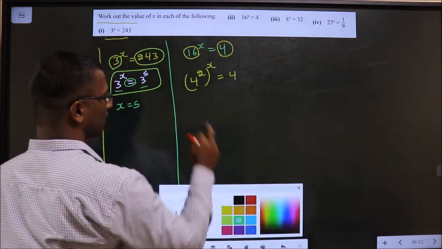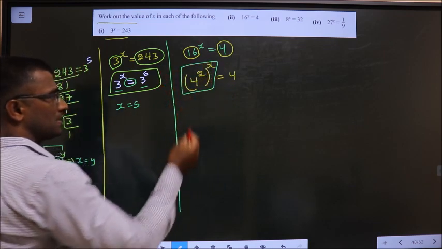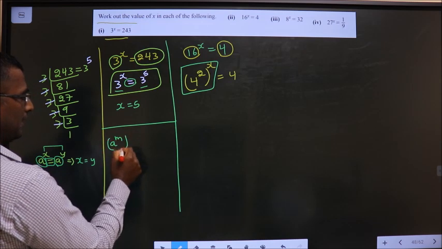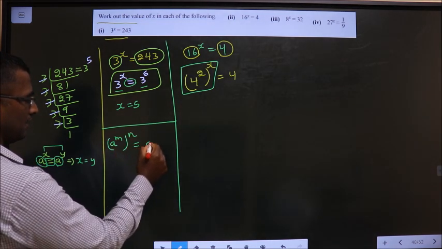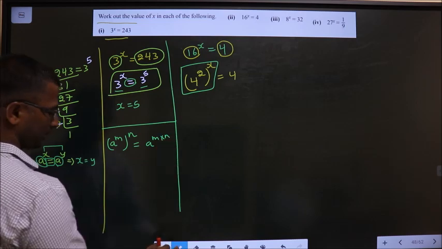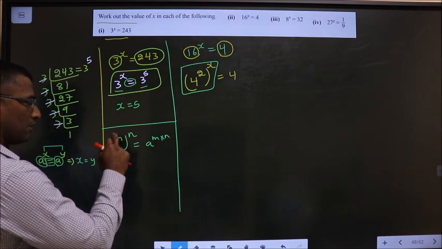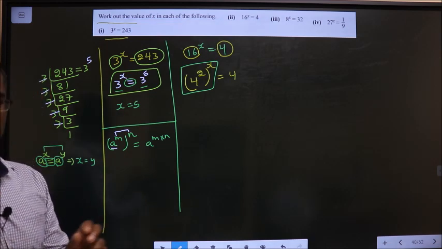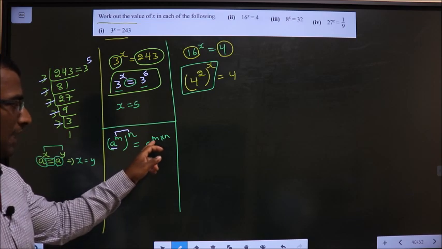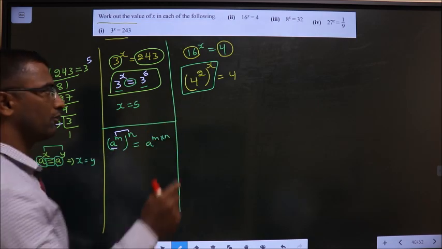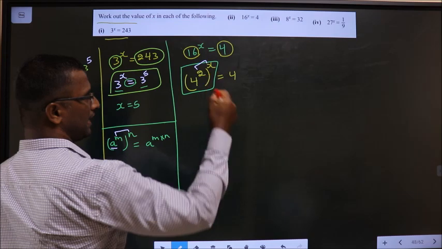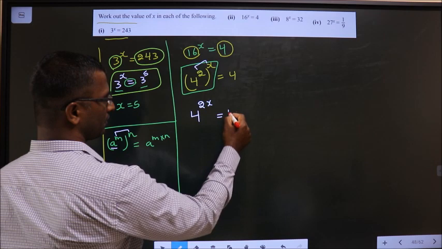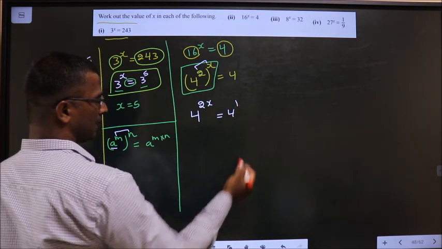Now, what formula will you apply onto this one? Is a power m power n is a power m into n. See man, a has got multiple powers, m and n. In that case, multiply both the powers. So a power m into n. Here also 4 has got 2 and x as its powers. So multiply both of them, I get 2x. Here there is no power means 1.